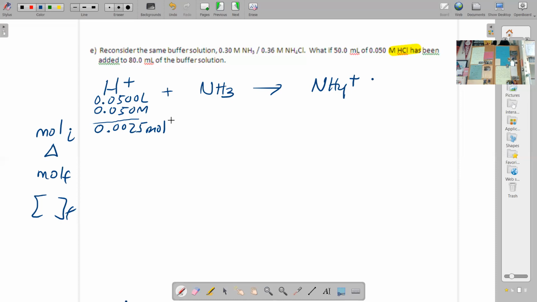Okay, so I got my initial moles of H plus. I should work out how I got it. Same thing for NH3, same thing for NH4 plus. And then pick out your limiting reactant. Do all the stoichiometry for every single moving part. Get your final molarity.